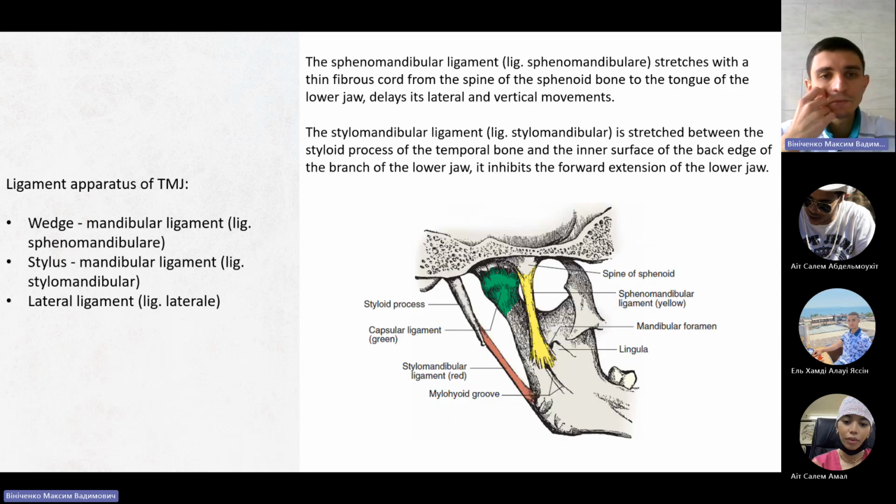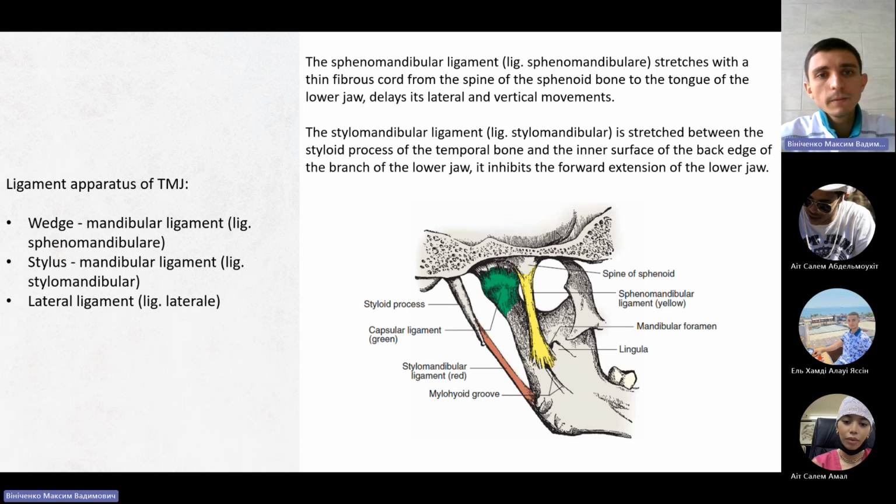So these are the ligament apparatus of the TMJ, the temporomandibular joint: the sphenomandibular ligament, ligamentum sphenomandibulare, marked with a yellow color. The stylomandibular ligament, or ligamentum stylomandibulare, is marked with a red color. The lateral ligament, or ligamentum laterale, we couldn't see them.